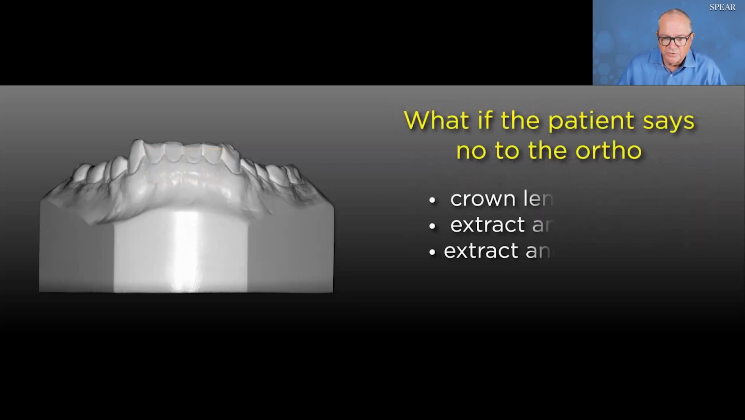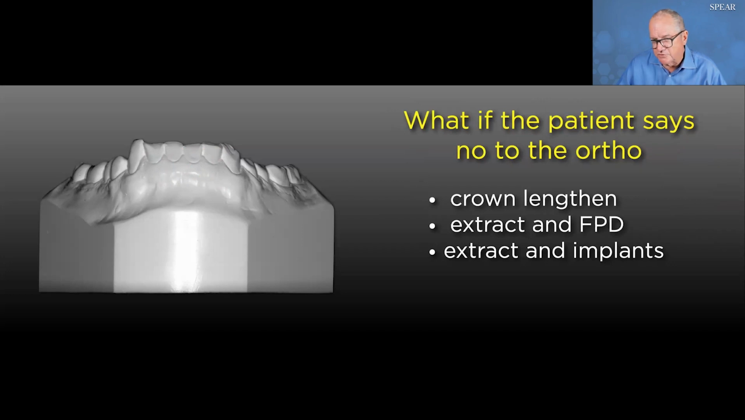So what if he says no to ortho? Well, if the roots are long enough on the lower anteriors, you could try and crown lengthen them. Otherwise, you could extract them and do an FPD between canines. Otherwise, you could extract them and do implants.